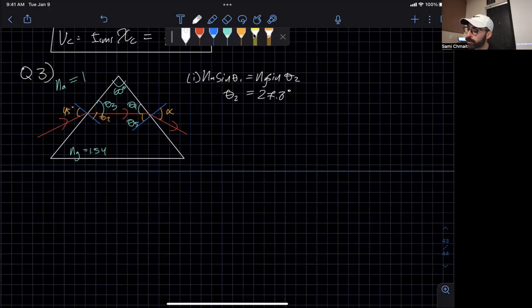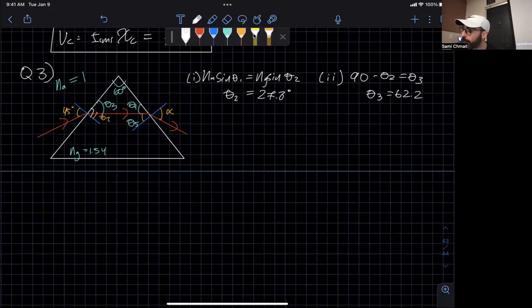So the relationship between theta 1, theta 2 and theta 3 is that they make 90 degrees. That means to calculate theta 3 from theta 2, it's going to be 90 minus theta 2, which we just solved for, so theta 3 is going to be equal to 62.2.